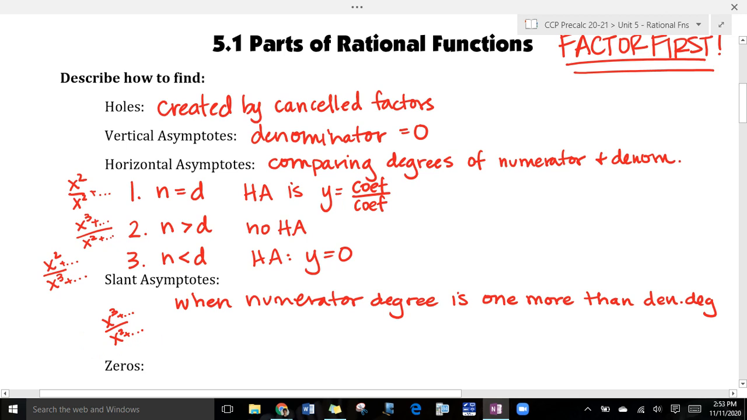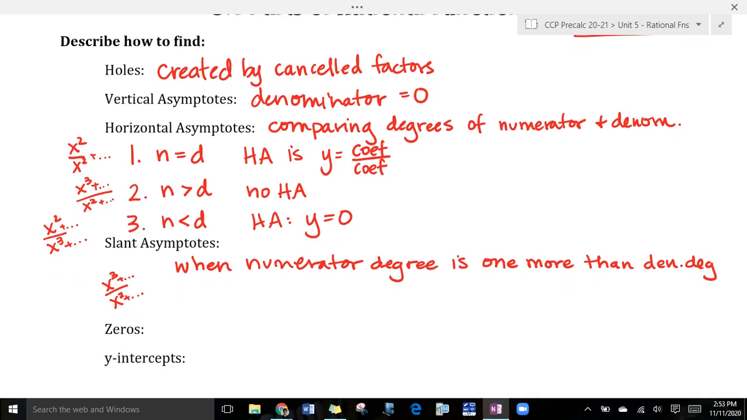Now, if you think back just a second, if the numerator degree is bigger than the denominator, there's no horizontal. If it's 1 bigger, that's when we have a slant. So you will never have both a horizontal and a slant. You can't have both conditions at the same time. Now, to actually find that slant asymptote, we get to do everybody's favorite move, which is division. So we're actually going to divide the numerator by the denominator.